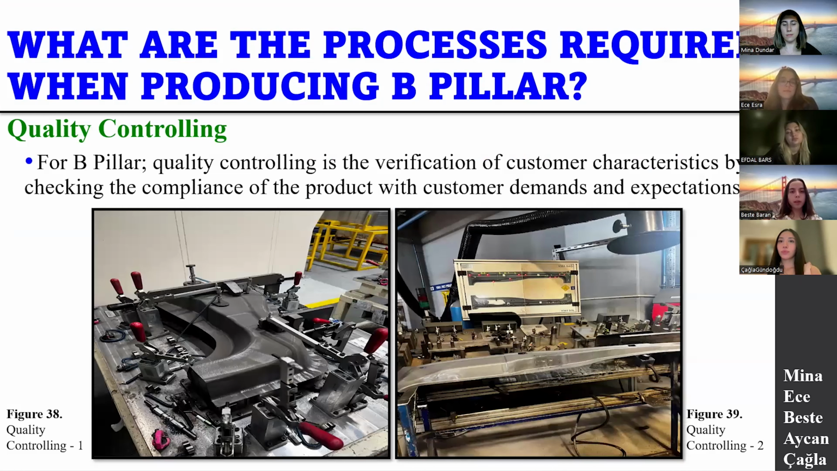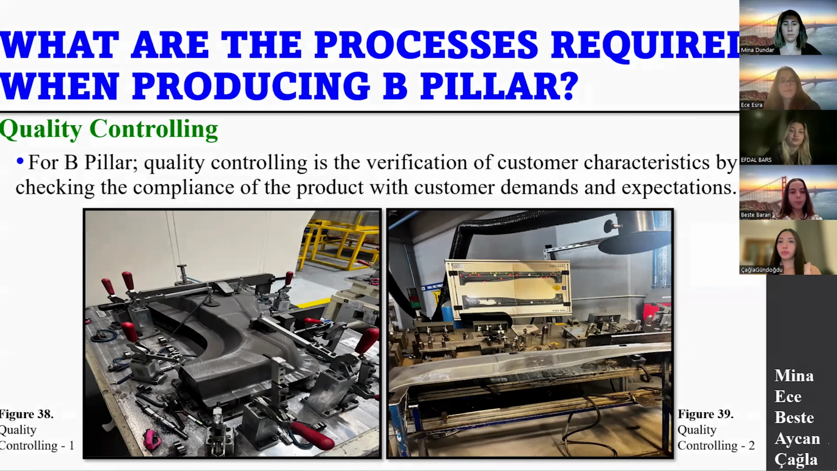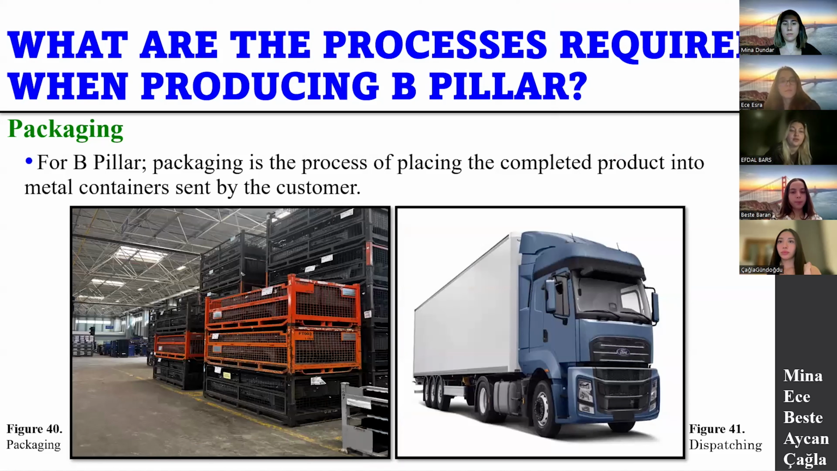Quality controlling. Before beginning mass production or nearing the end of production, the 3D measurement machine, which is the EA system, is used to verify the characteristics of the customer by ensuring that the product satisfies their demands or expectations. Packaging. It's the process of placing the completed product into metal containers sent by customers.